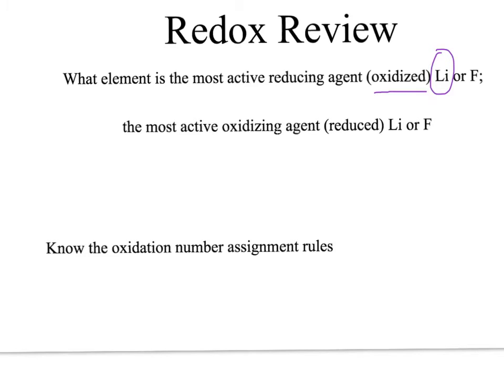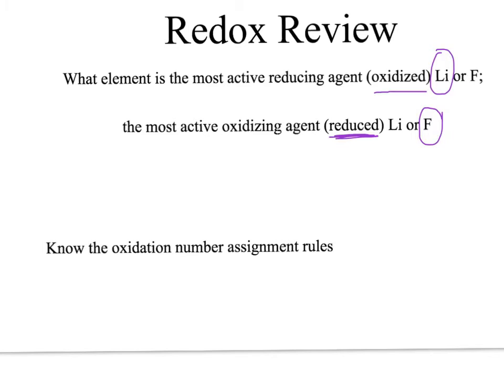The most active oxidizing agent, if it's an oxidizing agent, it means it's going to be reduced. And we talked about this in class. Fluorine is the most electronegative element, which means it has the greatest attraction for the electrons. So it for sure is going to want to gain electrons. And so it would be reduced, making it a very strong or very active oxidizing agent. If you were to see that on a test, if they ask that way, you have to think about them being opposite. If it's an oxidizing agent, it's reduced.